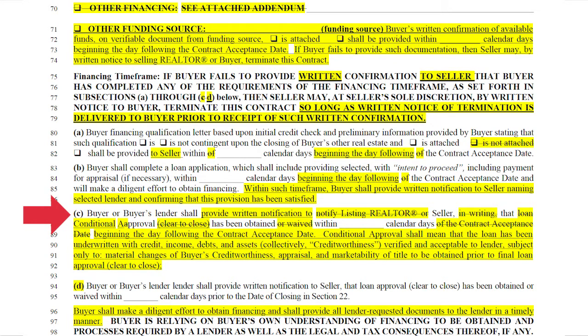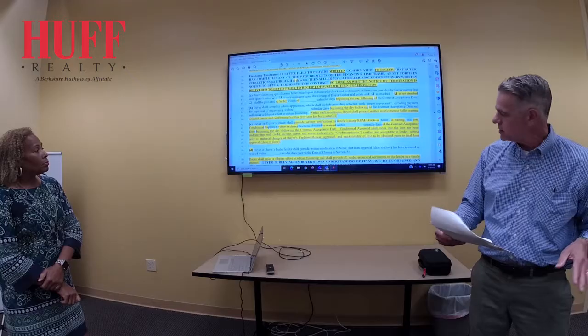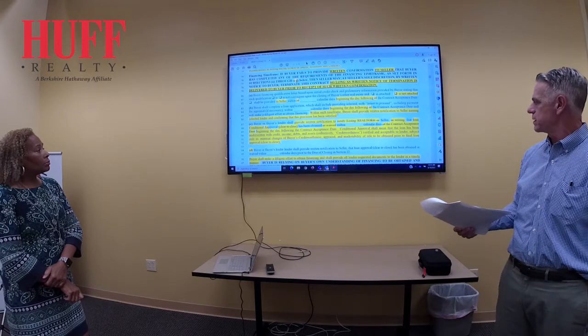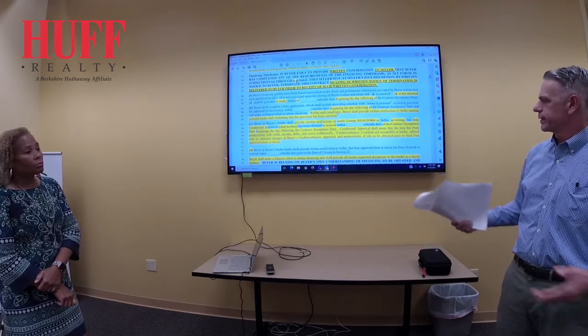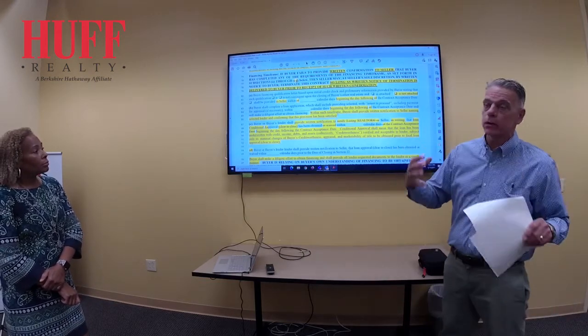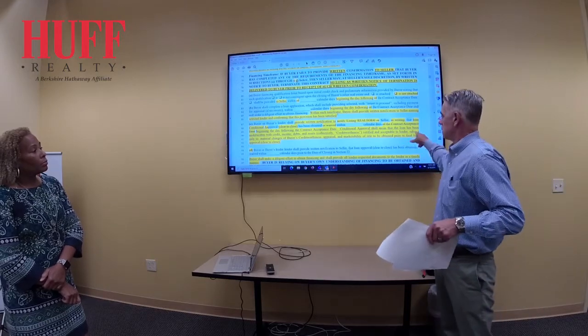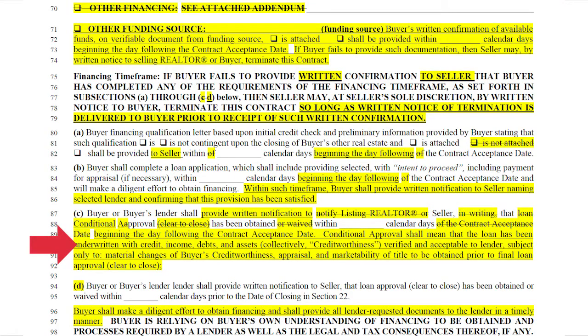Yeah, this is kind of an interesting thing because then under C here, let's take a look at it if you guys can't see the screen. Let's go on there. Provide written notification to the seller. Conditional approval has been obtained within so many calendar days, beginning from the day. So that essentially stays the same. They added a little bit more detail or meat on the approval. Underwritten with credit, income, debts, assets, collectively creditworthiness, verified and acceptable to lender, subject only to material changes.